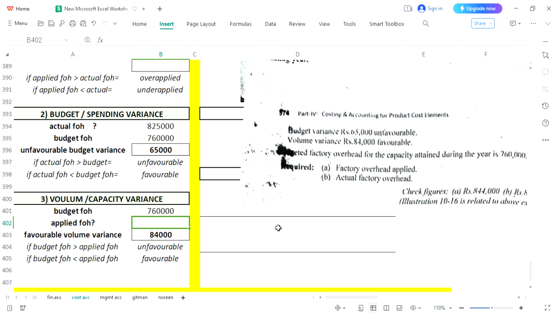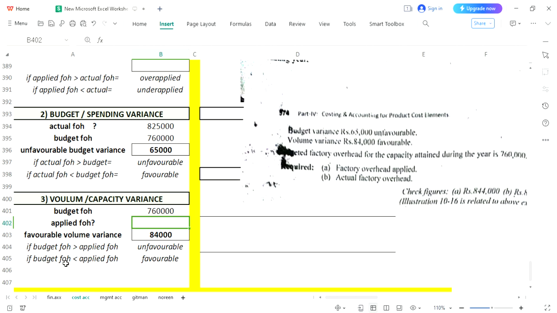Again, we are repeating the same thing. Volume variance favorable. This is your volume variance, and when would it be favorable? When your budget FH is less than applied. Your budget FH is already given and it should be less than that of applied. So to calculate it, it's your option to take minus or plus signs. Both ways you will get the same answer, but you will have to choose properly.